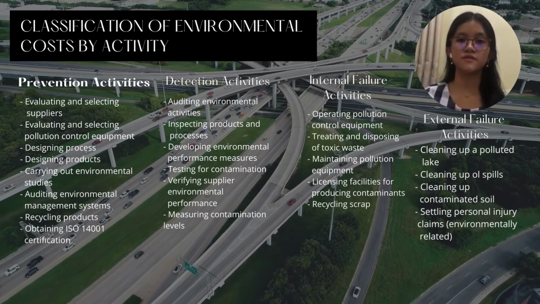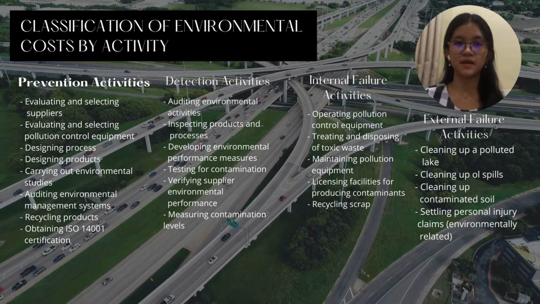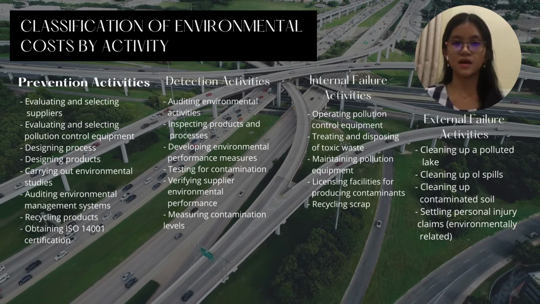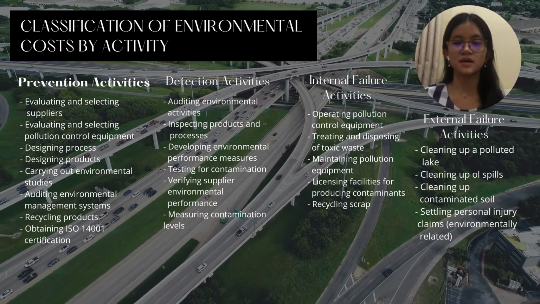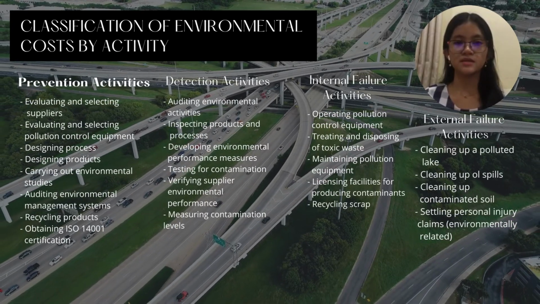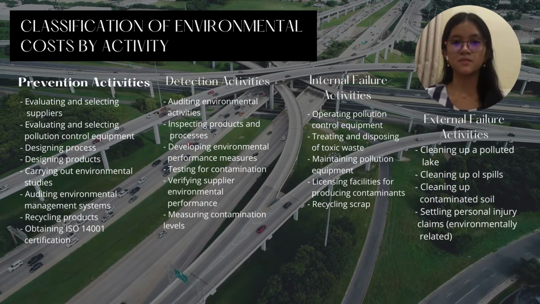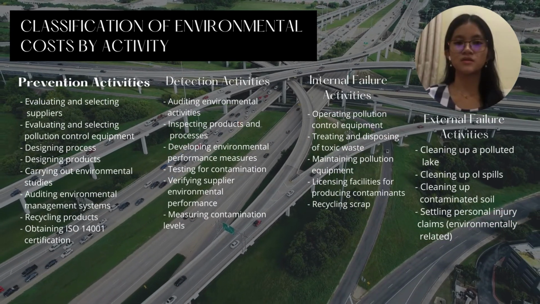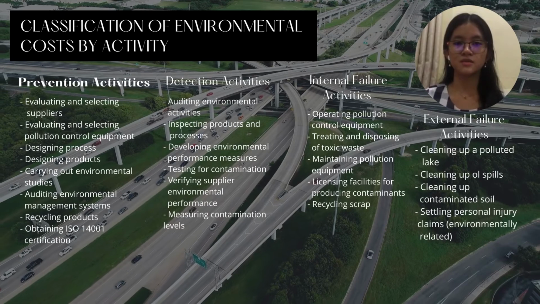So, classification of environmental cost by activity. In prevention activities, we have evaluating and selecting suppliers, evaluating and selecting pollution control equipment, designing processes, designing products, carrying out environmental studies, auditing environmental management systems, recycling products, and obtaining ISO 14001 certification. Next, the detection activities. We have auditing environmental activities, inspecting products and processes, developing environmental performance measures, testing for contamination, verifying supplier environmental performance, and measuring contamination level.